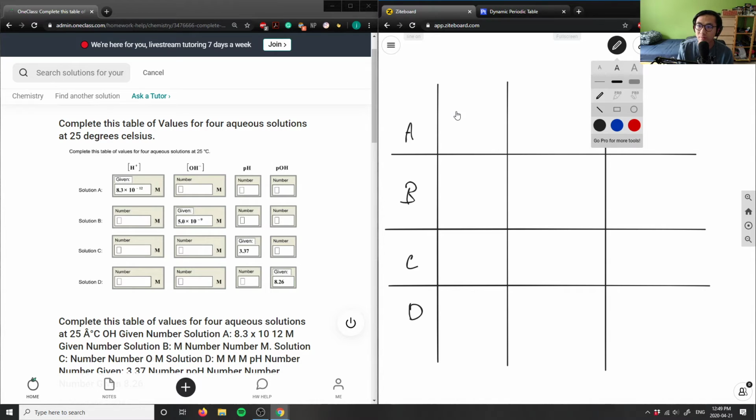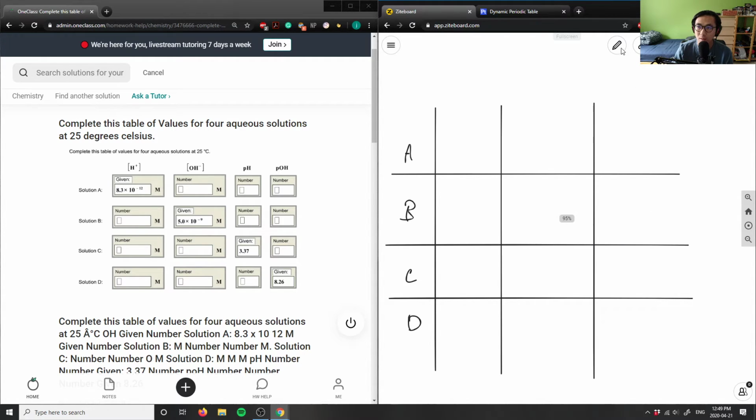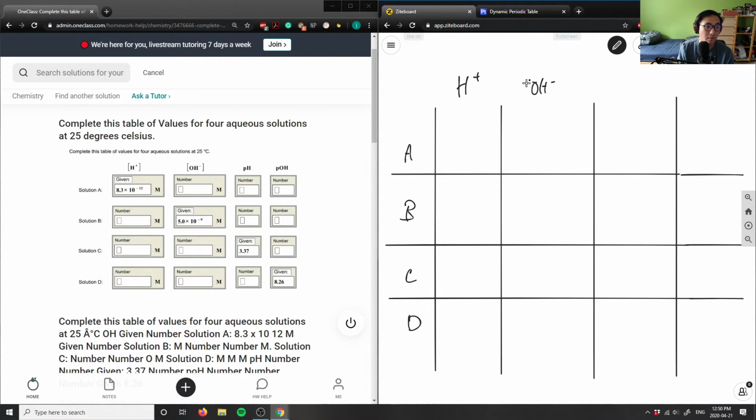Okay, let me scroll up here. So this here is H plus, OH minus, I realized I forgot a line here, unfortunate. So let me do that. Extend this line. Okay, hope you can all see that. Of pH and pOH, right? Okay, that's fine. So for the first one, I'm given the solution.